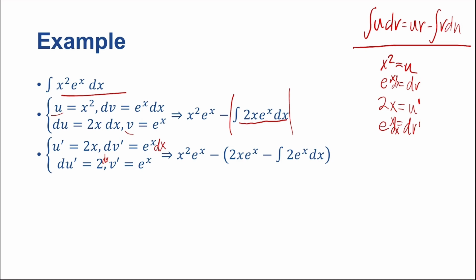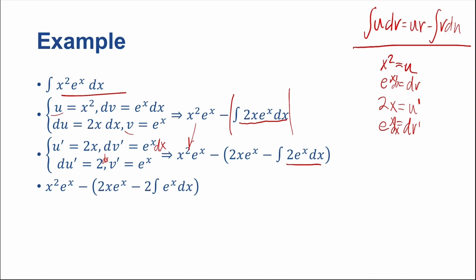We're just going to throw this back in so that we don't forget about it. So we're going to be left with x squared e to the x minus, now this is the fun part, 2x e to the x minus the integral of 2 e to the x dx. Okay, now this is an integral we can do. We can pull that constant 2 out of the integral, giving us x squared e to the x minus 2x e to the x minus 2 times the integral of e to the x dx.